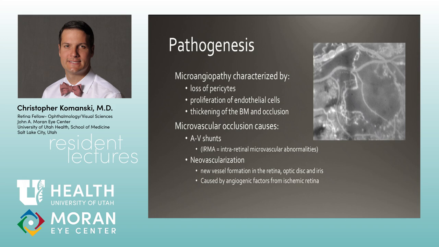The microvascular occlusion leads to a number of things. Early on, it leads to AV shunting, which is IRMA, so intraretinal microvascular abnormality. And then eventually leads to neovascularization, which are new blood vessels that form on the retina, optic disc, and the iris. And it's thought to be caused by the angiogenic factors from retinal ischemia or the release of VEGF.